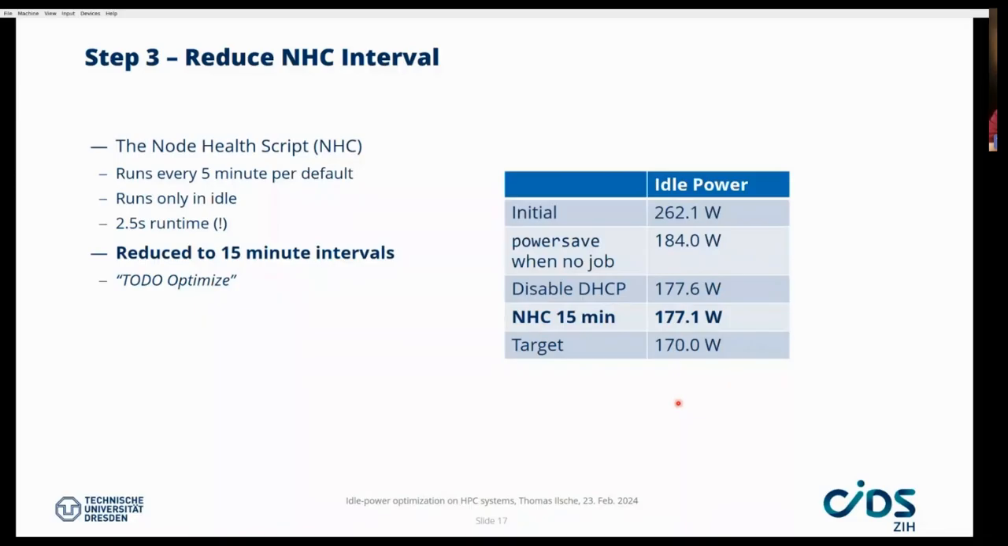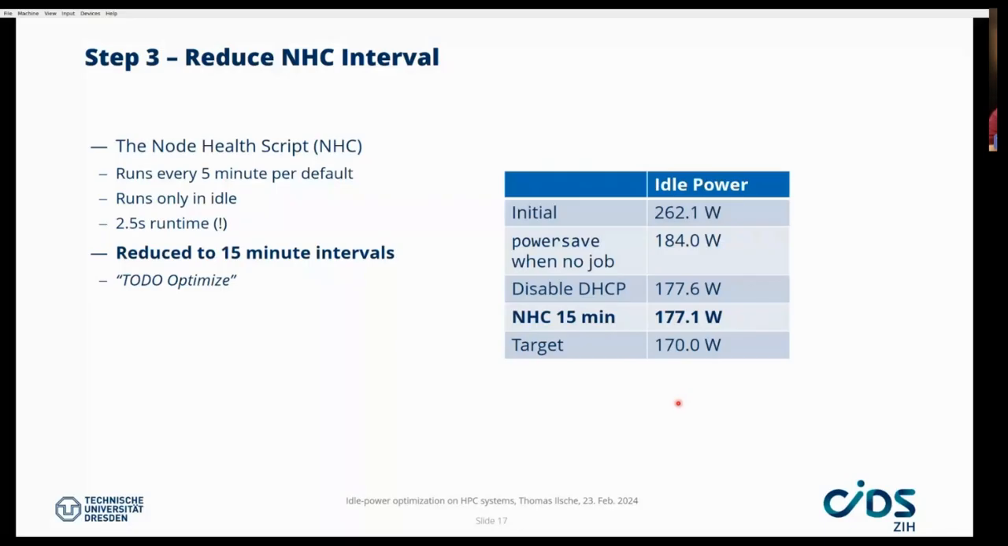The next thing we did was address these 5-minute interval spikes that we saw previously. They are very simple. This is just a script that runs every 5 minutes to check the node health. It is extremely inefficient because it takes 2.5 seconds to check the node health, and in these 2.5 seconds, as we remember earlier, the node will consume 55% of its full power.